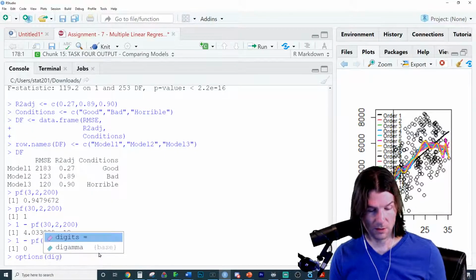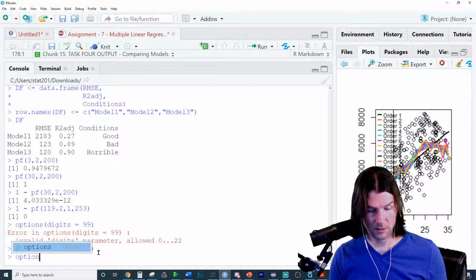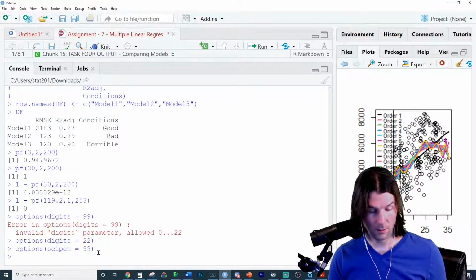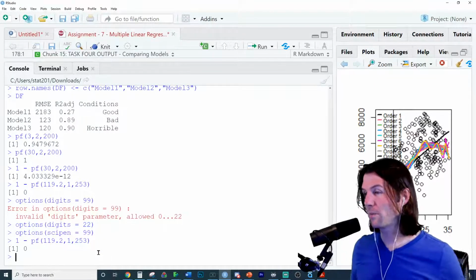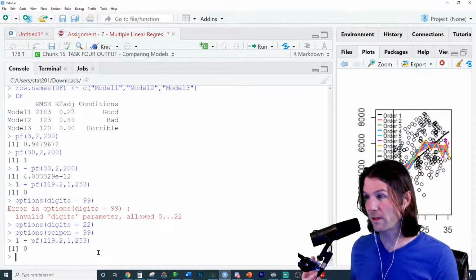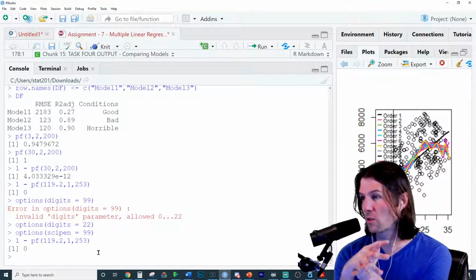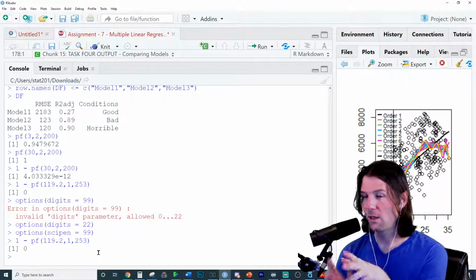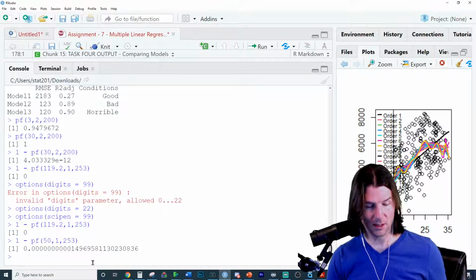Options digits 99 between 22. Options scipen 99. Oh, yeah. The p-values are basically 0. Even R at this point is not. I wonder if Wolfram Alpha would give us it, but the p-value is so small here for both of these models. Like at some point, it's just going to calculate them as close as it can to 0.